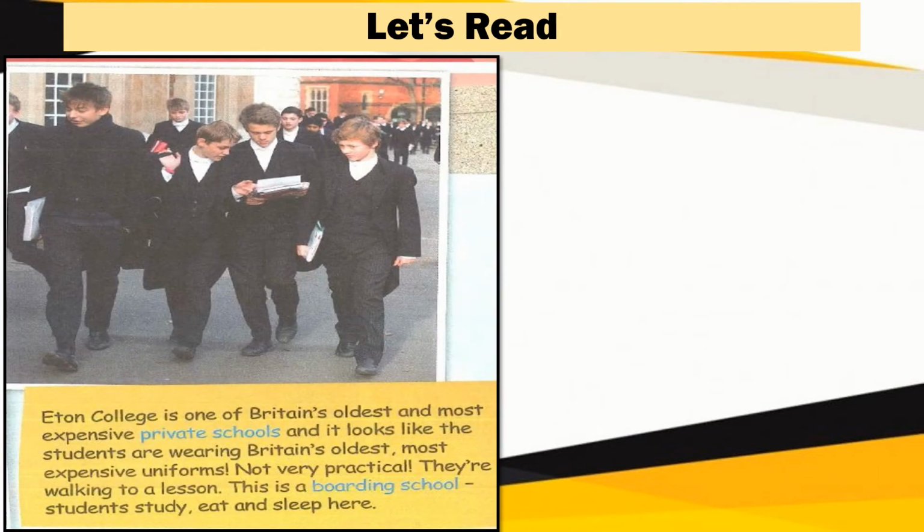Next, let's read. Eton College is one of Britain's oldest and most expensive private schools, and it looks like the students are wearing Britain's oldest, most expensive uniforms. Not very practical. They are walking to a lesson. This is a boarding school. Students study, eat, and sleep here. So let's look at the words oldest, expensive, and not very practical. So these indicate that it is a negative opinion.